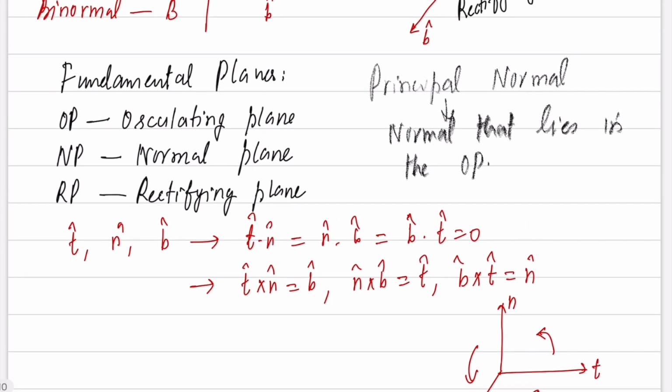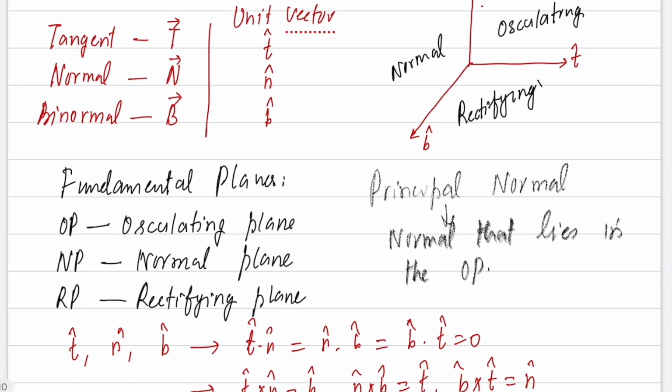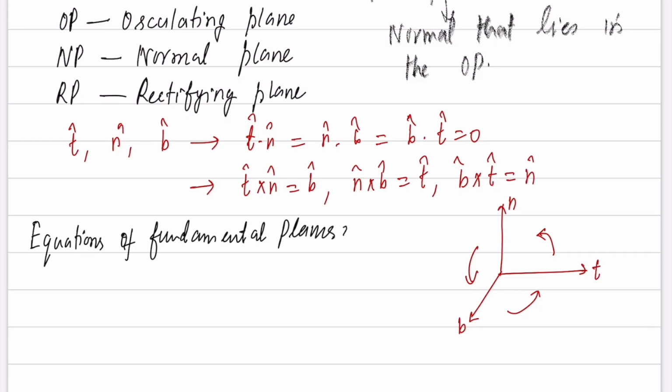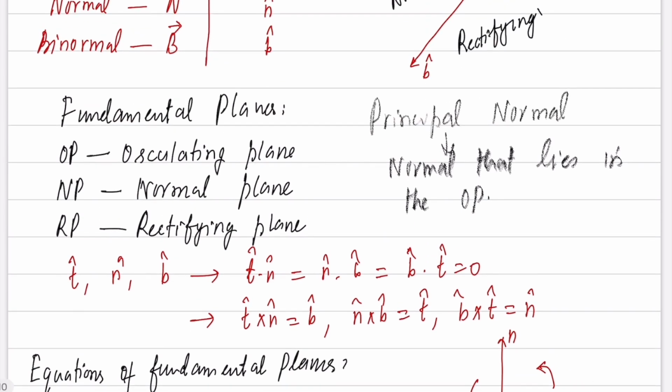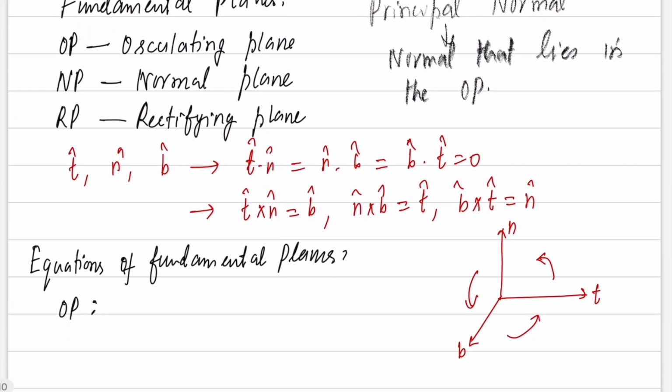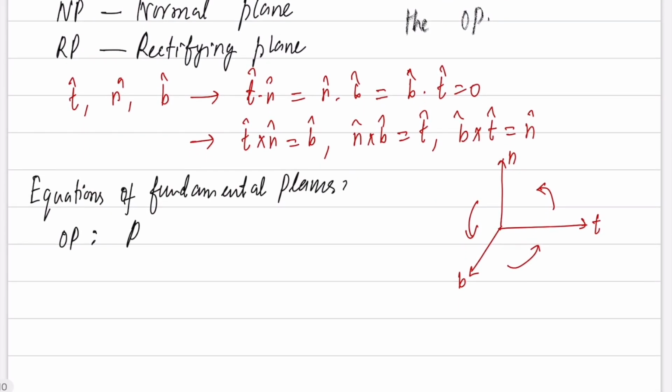Now, based on these definitions, the osculating plane, normal plane and rectifying plane are perpendicular to B, T and N respectively, so we can accordingly define how to write down the equations of the fundamental planes. First we take the osculating plane. By definition, it is a plane to which B is perpendicular. So accordingly we can define the equation of the osculating plane: (R minus r) dot B equal to 0.